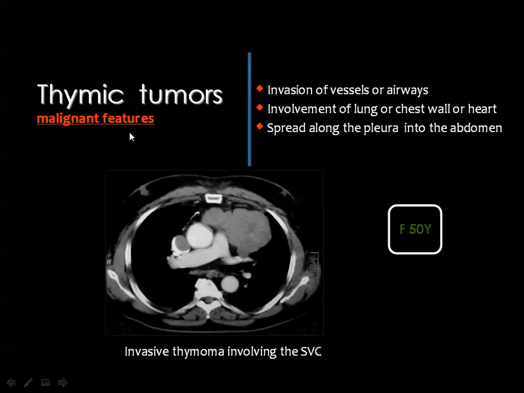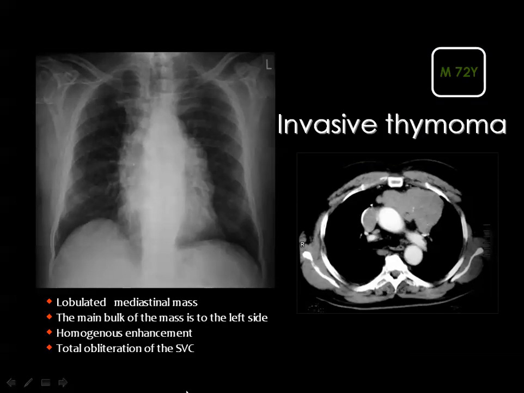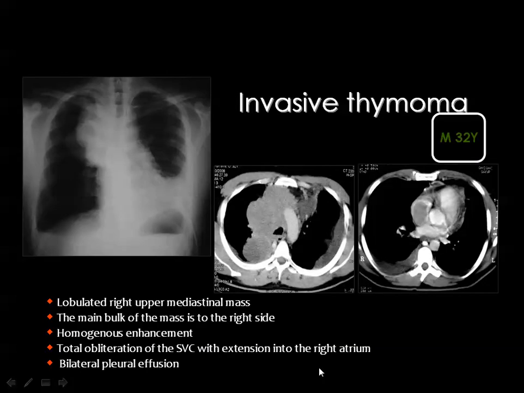Then this is considered one of the malignant features: invasion of the vessels, invasion of the airways, involvement of the lung or the chest wall or the cardiac shadow, spread along the pleura into the abdomen. All these criteria are supportive of the diagnosis of invasion. And here in the chest X-ray, you can see there is lobulation of the mediastinal border, suggestive, for example, of lymphadenopathy. Then the CT scan showed that there is a mass at the characteristic site of the thymus, and this mass has extended into the superior vena cava, diagnostic of invasive thymoma.